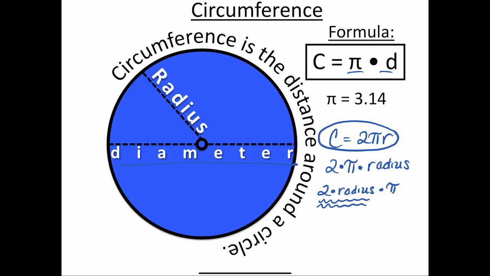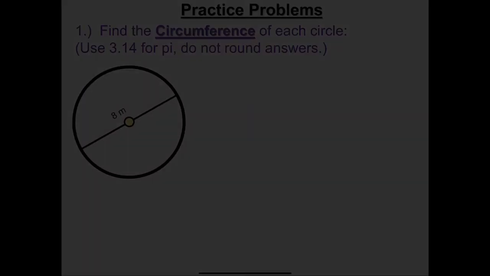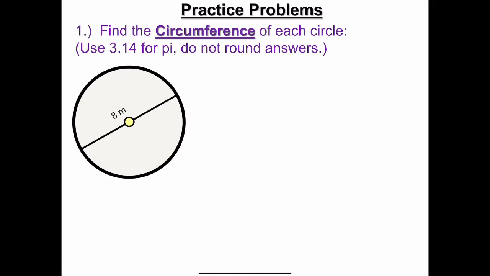For a lot of our examples, and I think even on IXL, you're going to use 3.14 for pi, which is a good estimate. I actually should have that symbol there instead of equals, because it's not equal. It's approximately 3.14. So for practice problem number 1, we're going to find the circumference of the circle. And it says do not round your answers, since we're using 3.14.